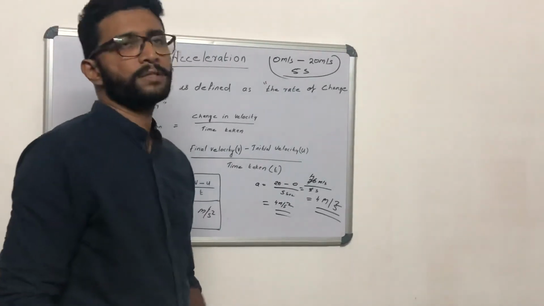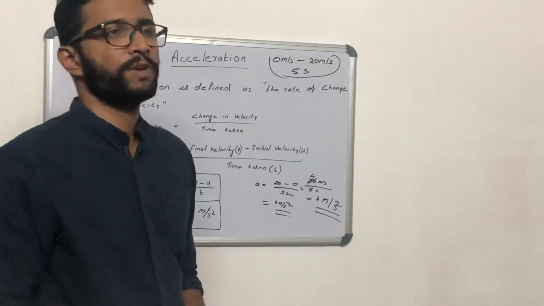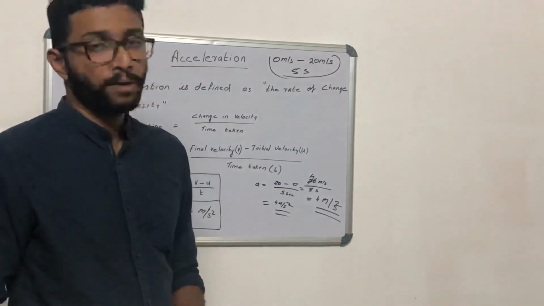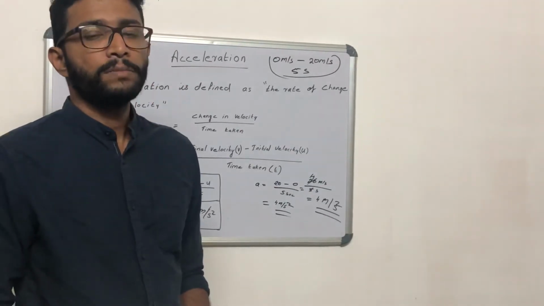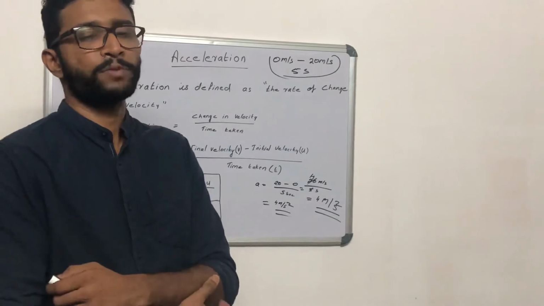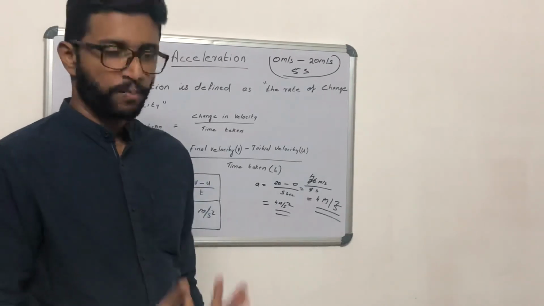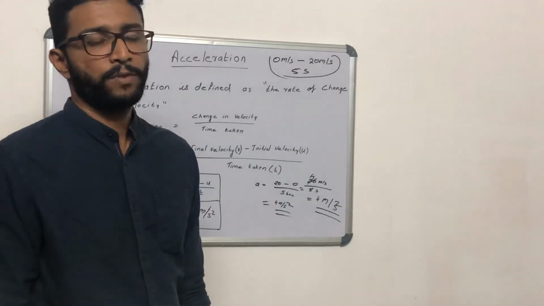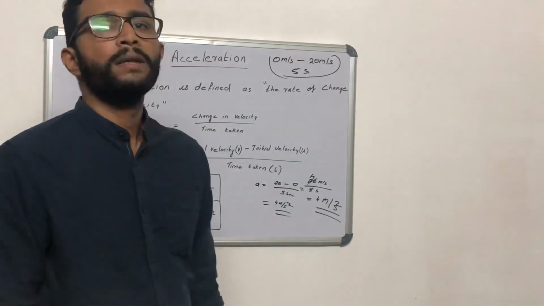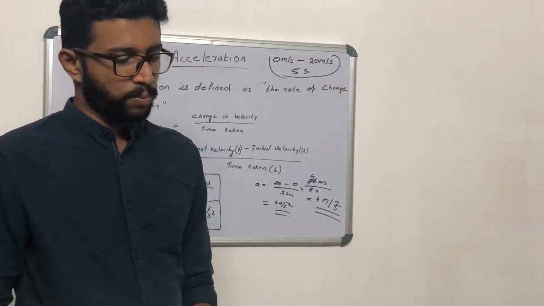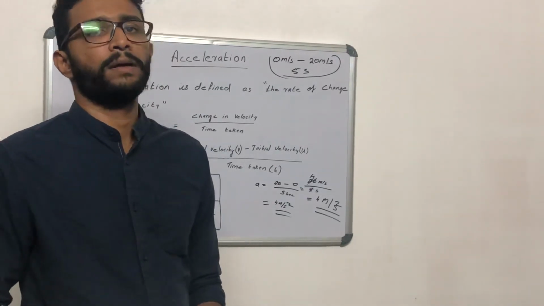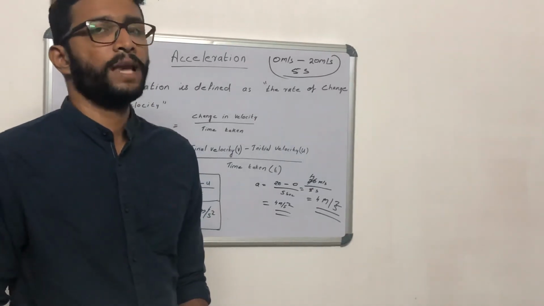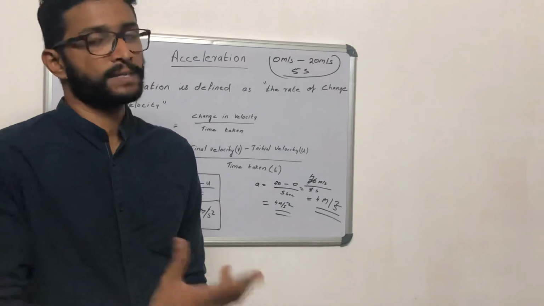For examples of acceleration, we will find this in nature itself. If an object is moving from the atmosphere towards the earth, a free fall object, there is acceleration. When the batsman hits the bat, or when the ball is thrown by a bowler, in all these cases there is acceleration.